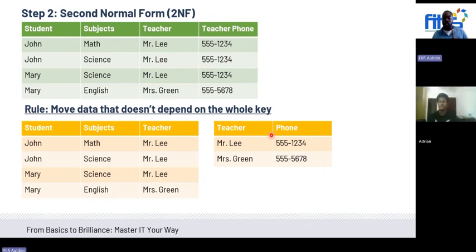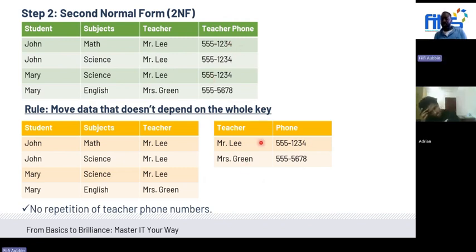Okay. So that is one. So no repetition of teacher phone number. So now we don't have Mr. Lee, another phone number, another phone number. So just two. So Mr. Lee and his phone, Mrs. Green and her phone number, so that we don't have this repetition. So that makes it clean and nice for us. Is it okay?